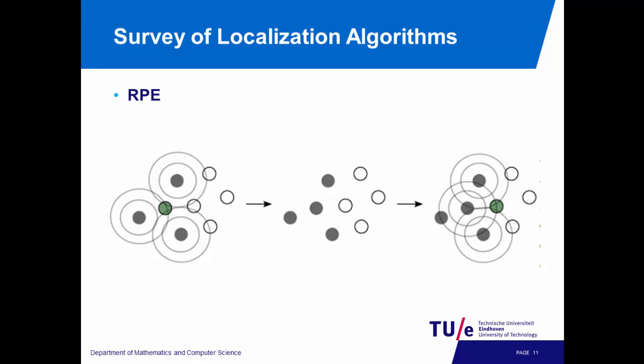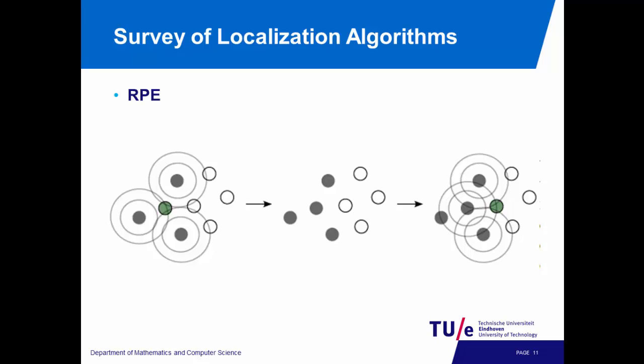And this is the basics of the recursive position estimation algorithm. Initially, the green node is able to estimate its position with respect to the gray nodes, which know their position. Once it estimates its position, it will broadcast it, and other nodes can use it to estimate their positions. The position thus propagates through the network.